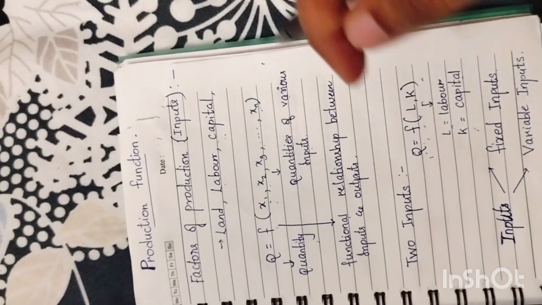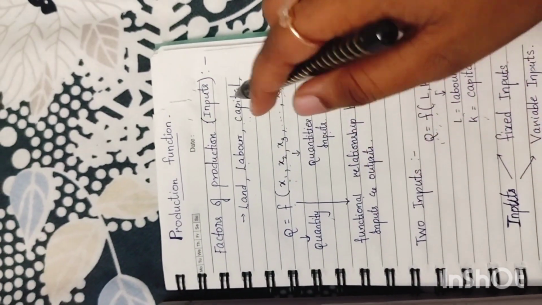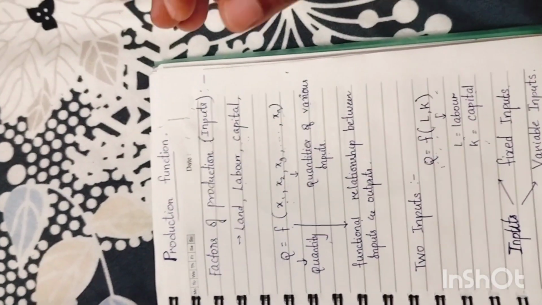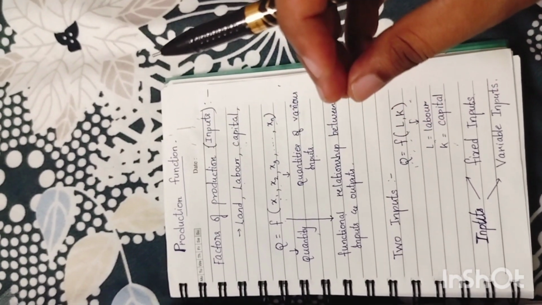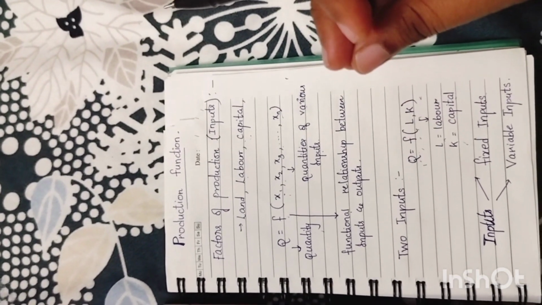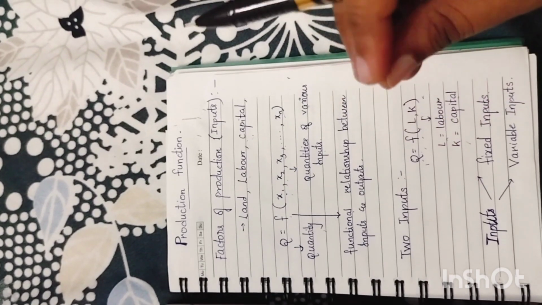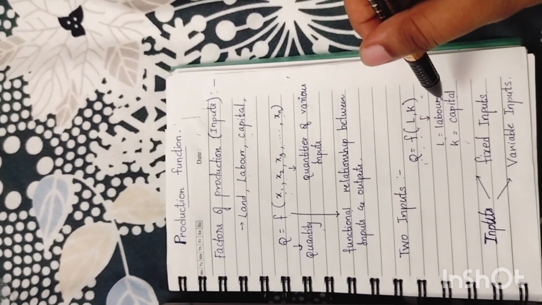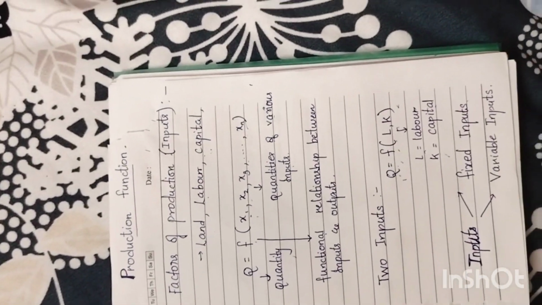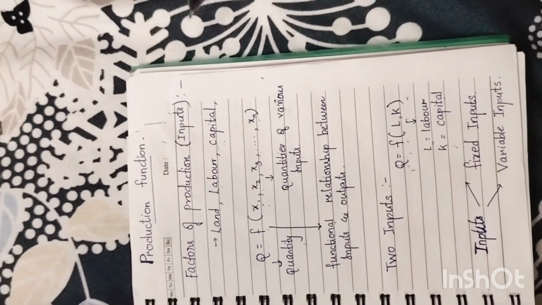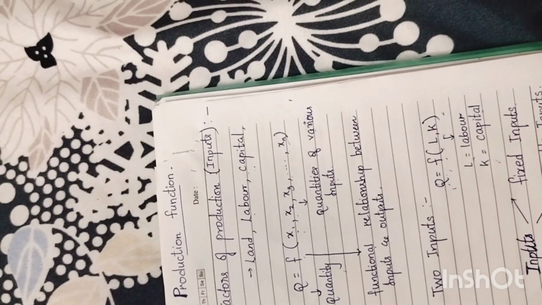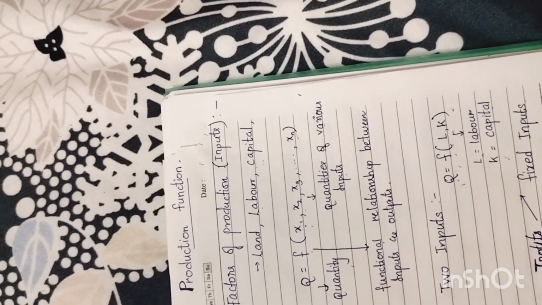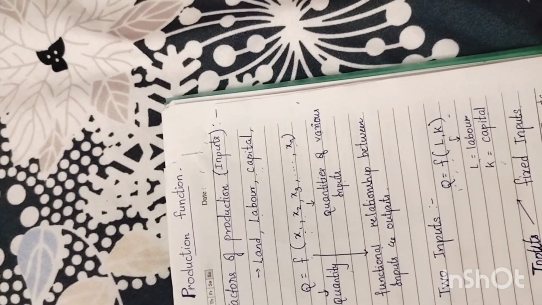So we have so many inputs. You can see land, labor, capital, organization, machinery, etc. But for our study, we are taking an instance only for two inputs. So we take only a few inputs. So that is, we will take mainly capital and labor. So here this function defines the maximum rate of output obtainable for a given rate of capital and labor input.